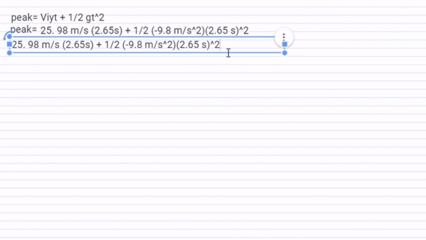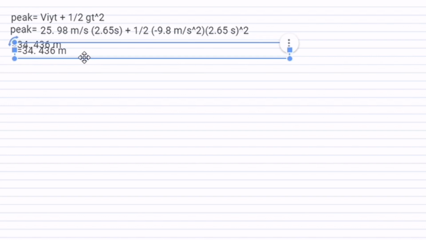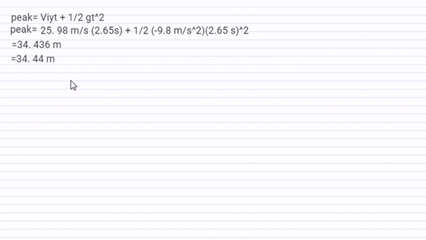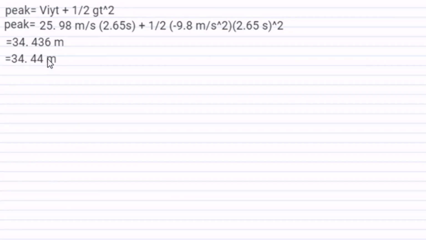So the value of this is 34.436 meters. And to round it off, since we only need two decimals, it is 34.44. Here you go. So this is the value of our peak.